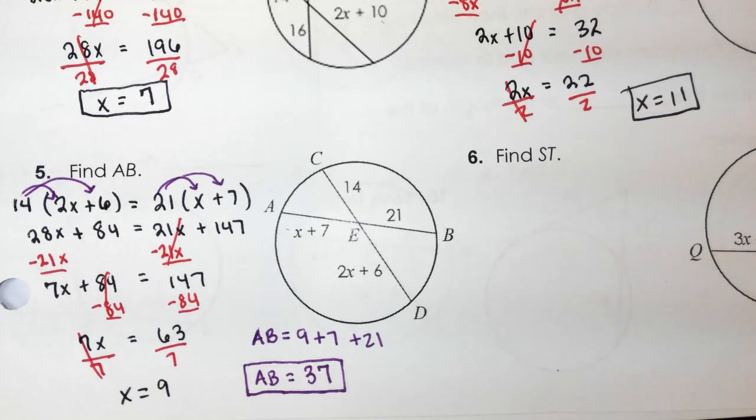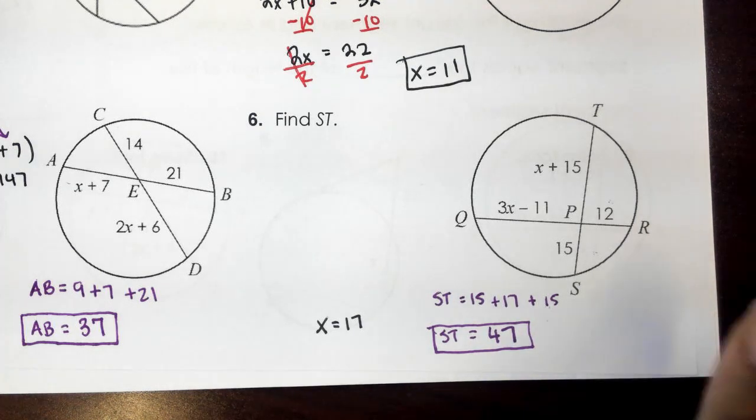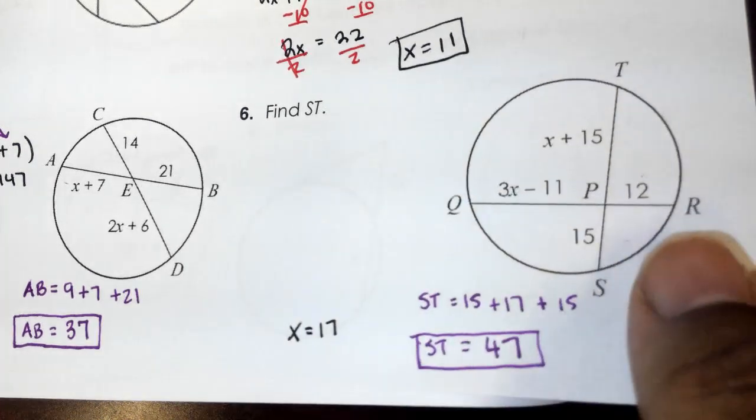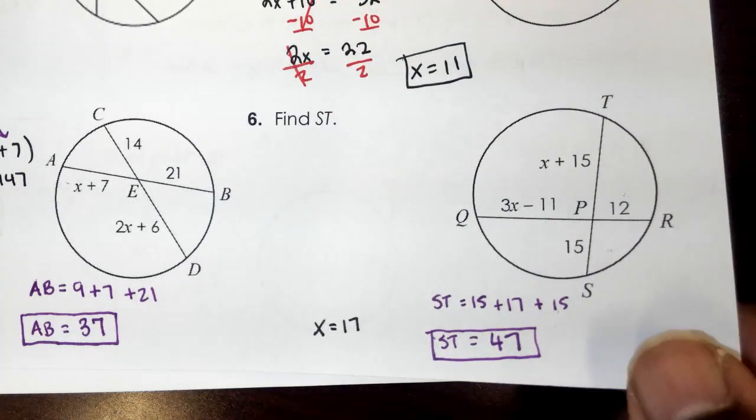Use number 5, solve for number 6. What you got for X? What you got for ST? Alright. I ain't show my work at all. I'm assuming y'all had it. And we go on to the back.